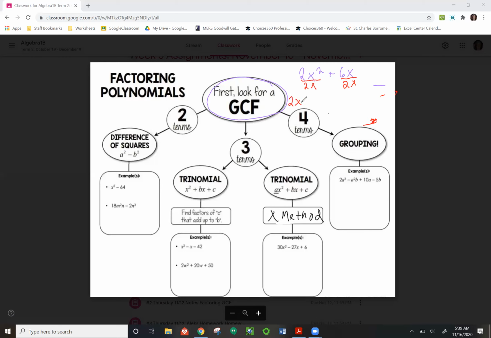And it kind of feels like you're taking it out, right? Whenever we distribute, whenever we multiply, it feels like we're putting it into the expression. Here we're going to be taking it out. And so what will we be left with after we divide? Well, 2 divided by 2 is 1, and x squared divided by x is just x. Plus 6x divided by 2x, well, 6 divided by 2 is 3, okay? And then x divided by x is 1. So you're left with the factored form, 2x times the quantity x plus 3.